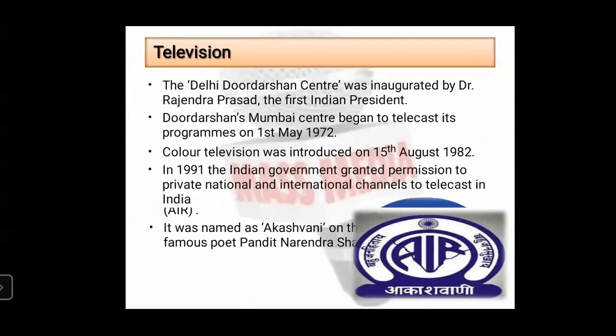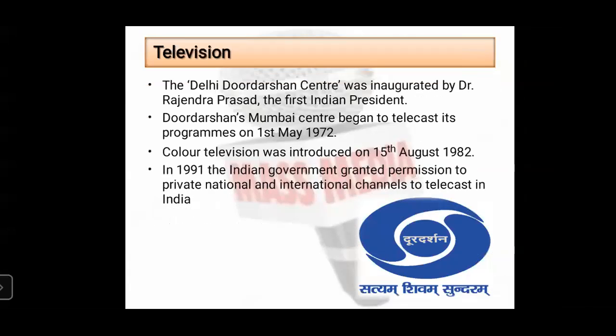Then we completed the television part. Television, which was named the Delhi Doordarshan Center, was inaugurated by Dr. Rajendra Prasad, the first Indian president. Doordarshan's Mumbai Center began telecasting its programs on 1st May 1972. So please, students, mark when the first program was started. That was 1st May 1972.